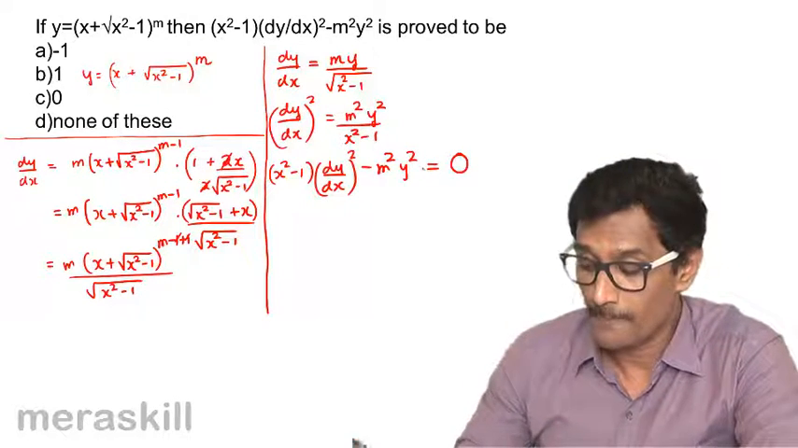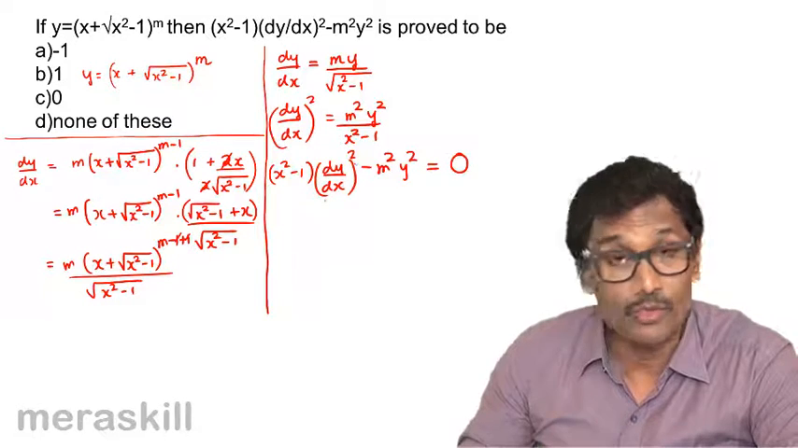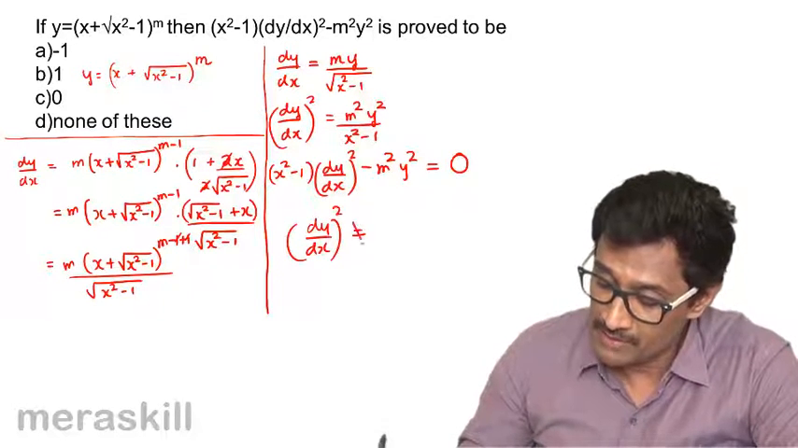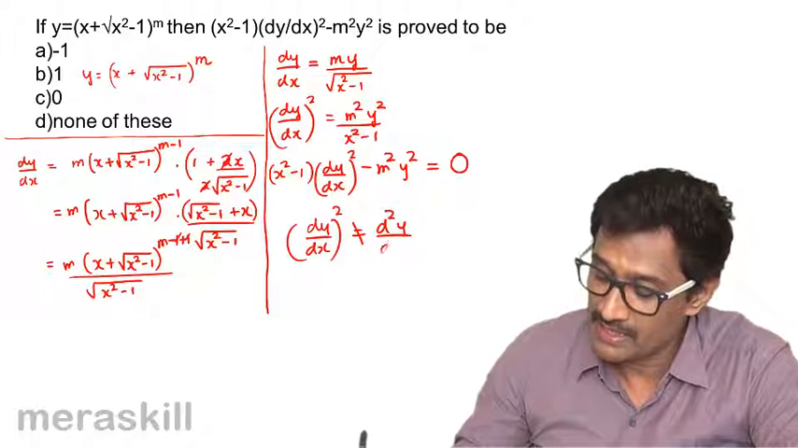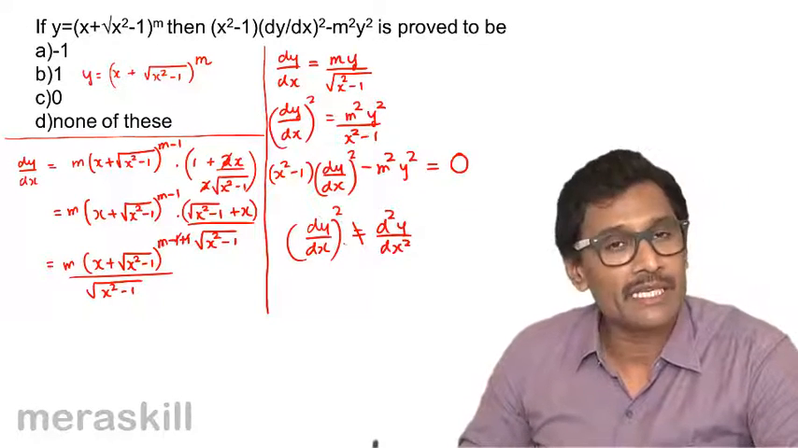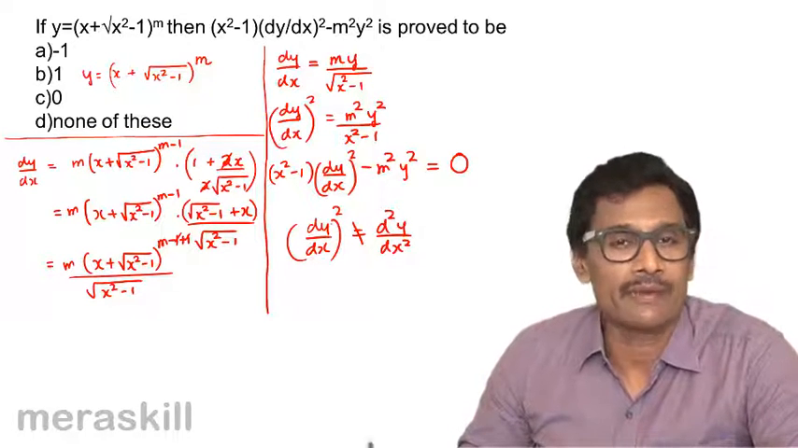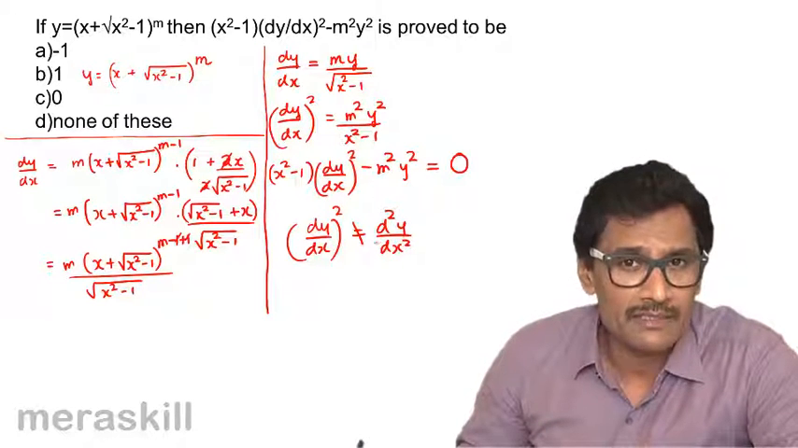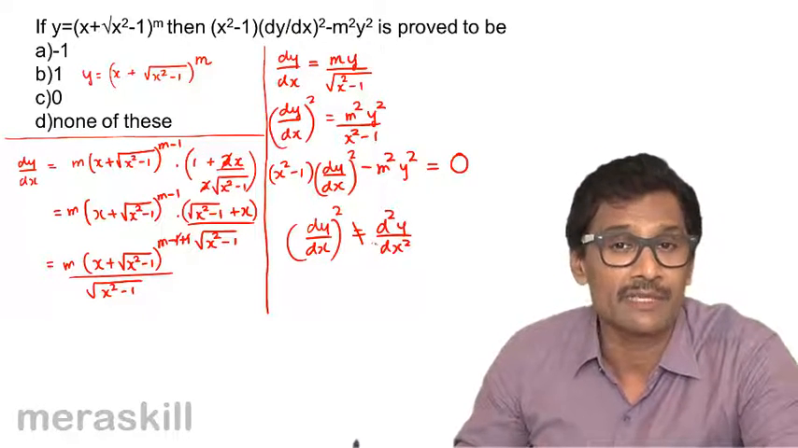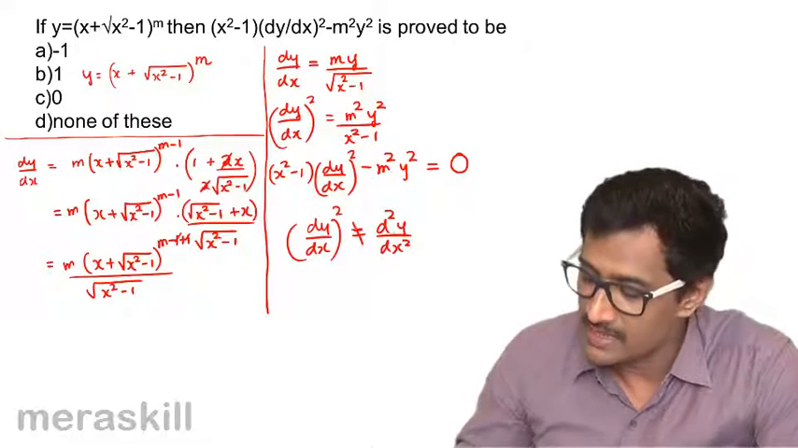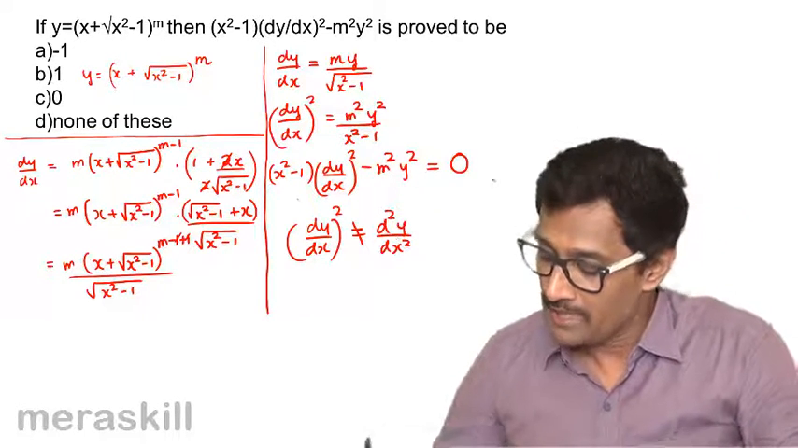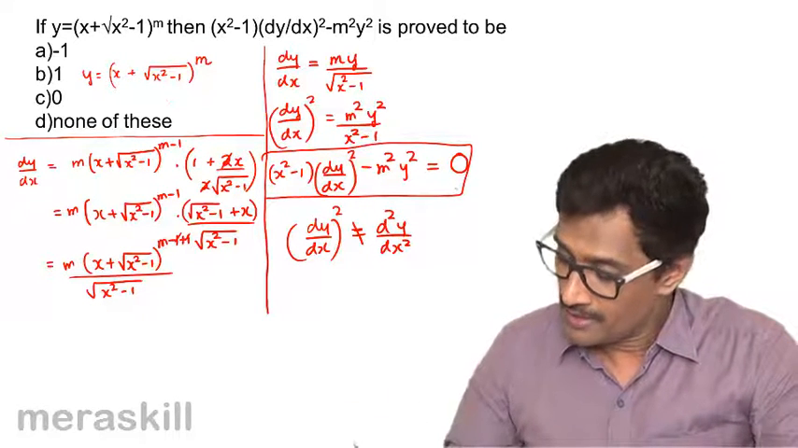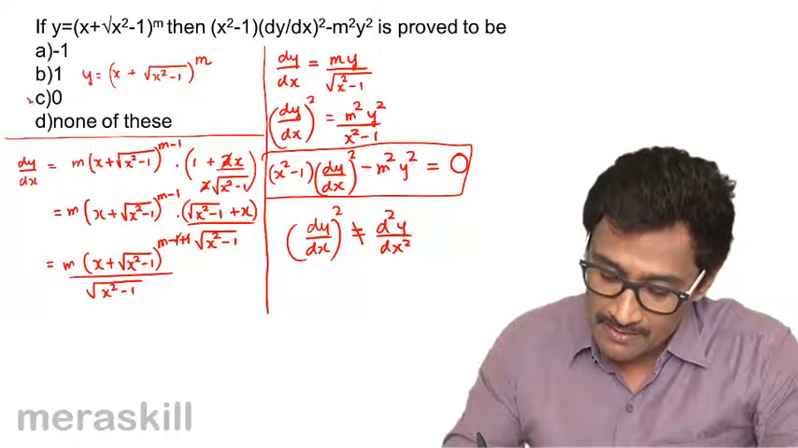Right? Remember, dy by dx, the whole square, I mentioned earlier when we introduced the concept, is not equal to d square y by dx square. dy by dx is you find the derivative and then square that particular expression. Whereas d square y by dx square is you first find the derivative and then find the derivative once more. That is the second derivative, which is d square y by dx square. Anyways, our answer seems to be this. So hence the value of this is 0.